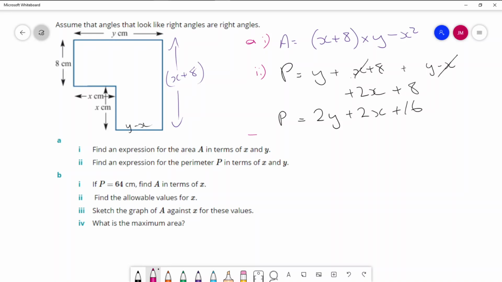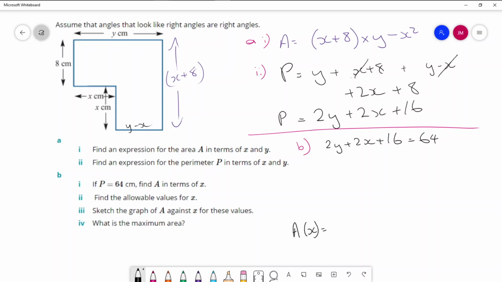So now let's look at part B. If P equals 64, find the area in terms of x. So for the perimeter, we can say 2y plus 2x plus 16 equals 64. Then I want to find area just in terms of x. So I want to have some function A just in terms of x. What we can do is use this perimeter formula to find y in terms of x, and then I can substitute it in for this y in my area formula. So let's get y by itself.